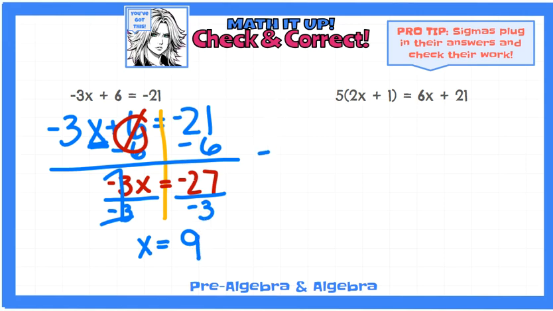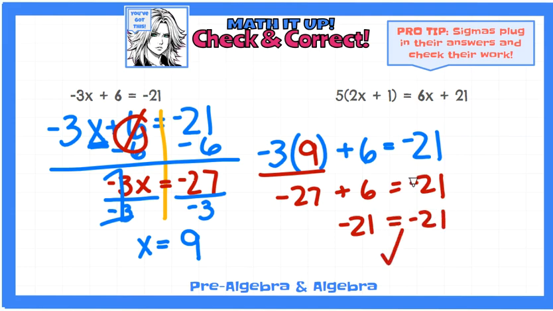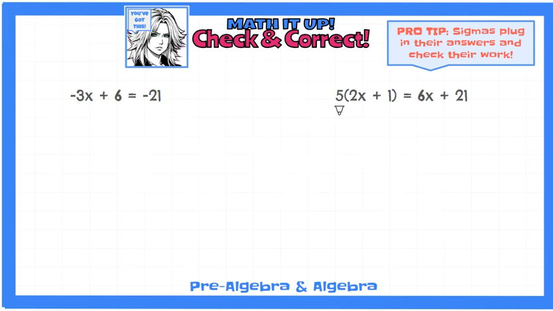So let's plug that in just to be sure. There were a lot of negatives and positives, and we want to make sure we have it right. So anywhere there's an x, I'm going to place a 9 in there and do my work. So this is negative 27 plus 6 equals negative 21. Negative 27 plus 6 is negative 21. And does negative 21 equal negative 21? Yep, every time. All right, hopefully you got that right. And hopefully you took that extra step to plug it in to make sure that your work was correct.